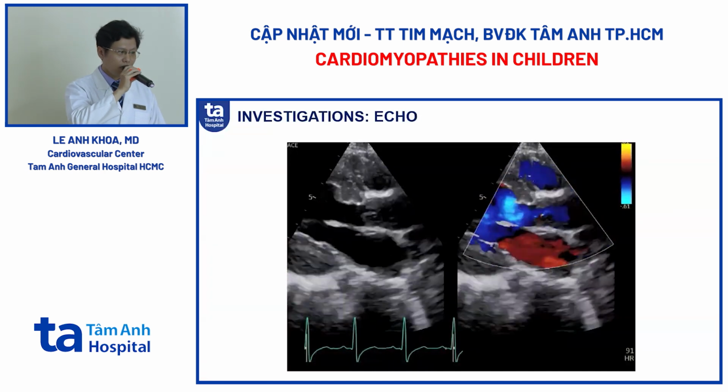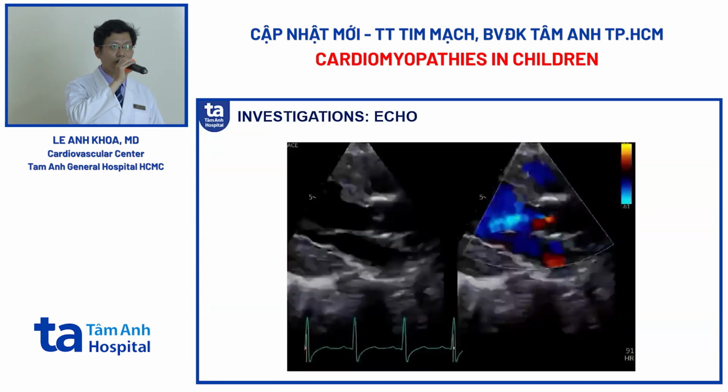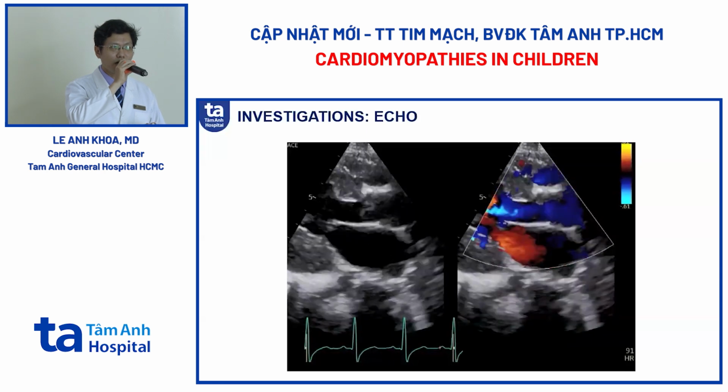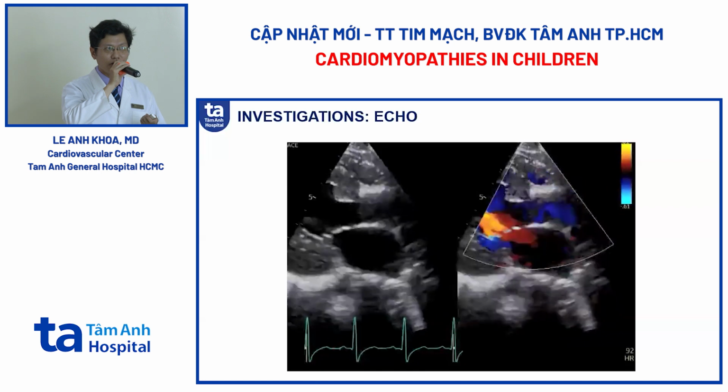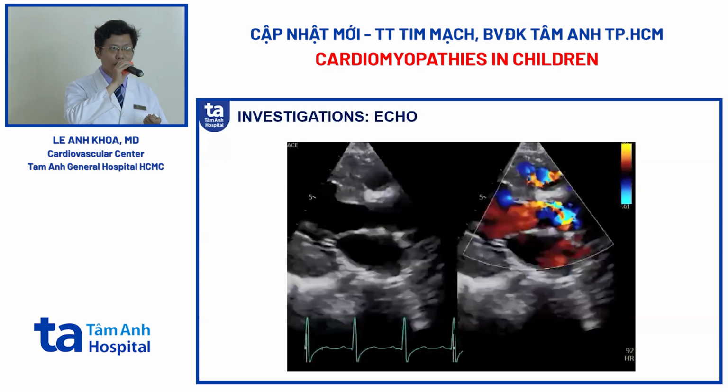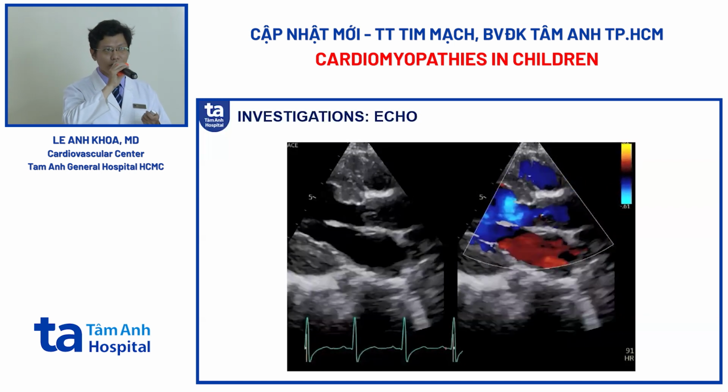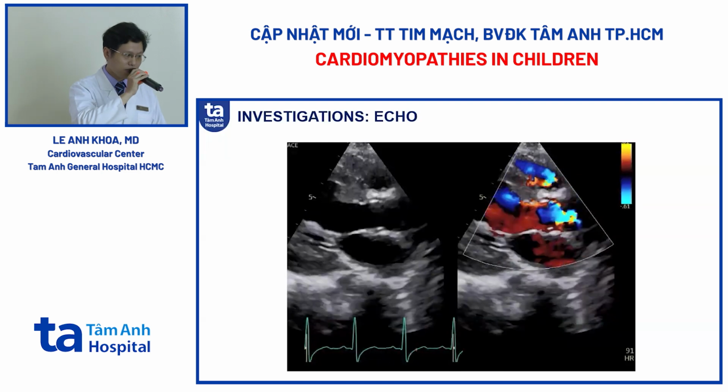We can see the echo for the view. This is the parasternal long axis view. We can see the very thick wall, every wall thickness, with mild to moderate AR.